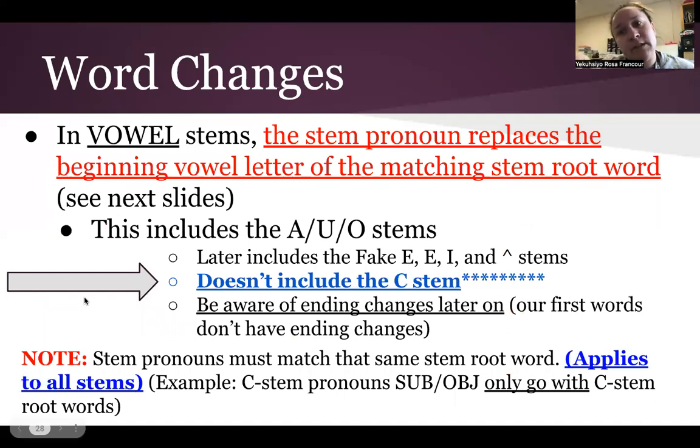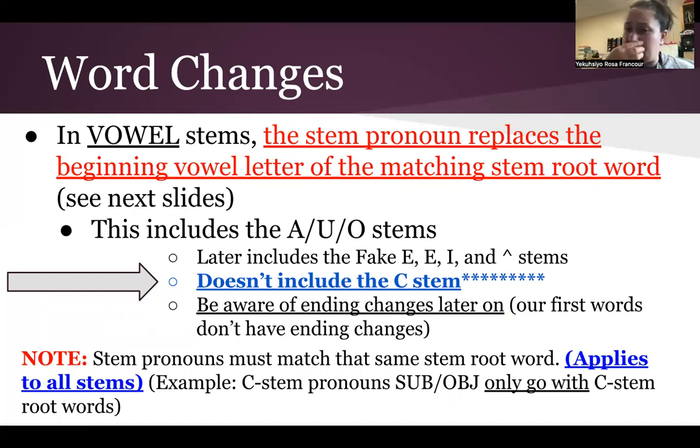But let's talk about it, there's a different rule for the C stem. It's even easier. It's so easy. So in vowel stems, this is what we talked about for the last word, atzlun, which is an A stem. The stem pronoun replaces the beginning vowel letter of the matching stem root word. That includes the A, U, and O stems, and the later stems that we'll talk about in later videos. But right now, this is what I want you to know. It does not include the C stem.